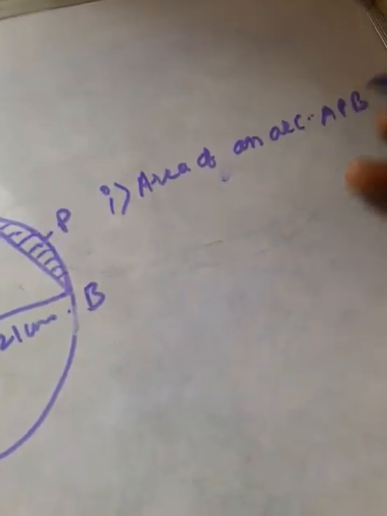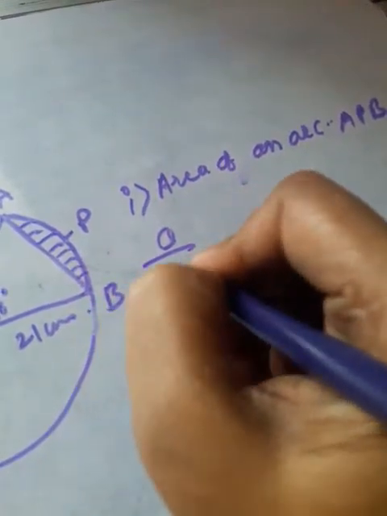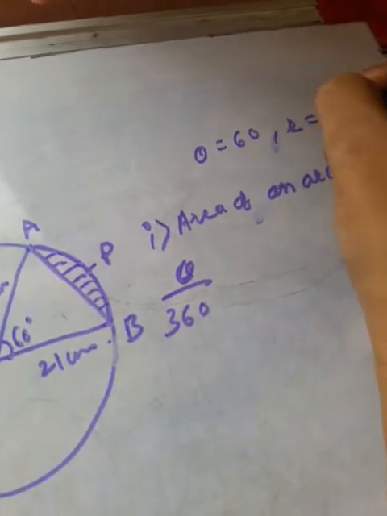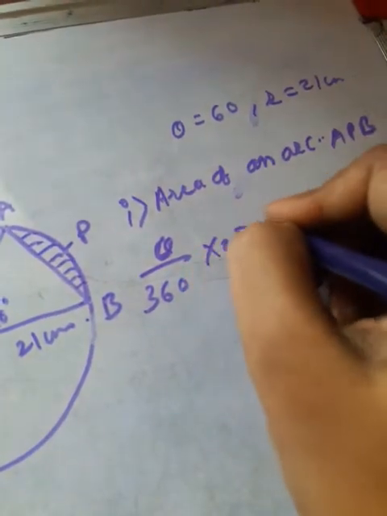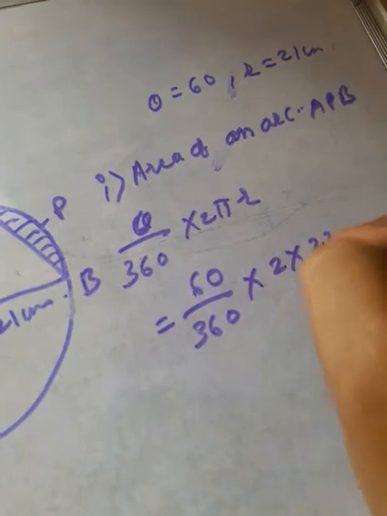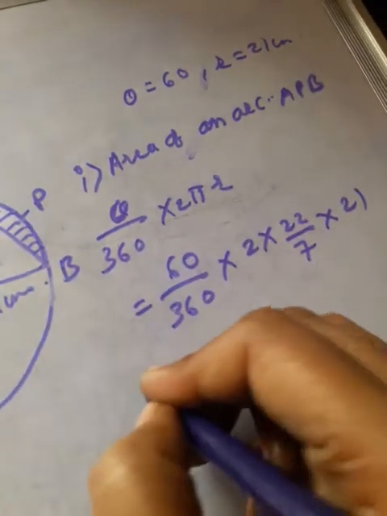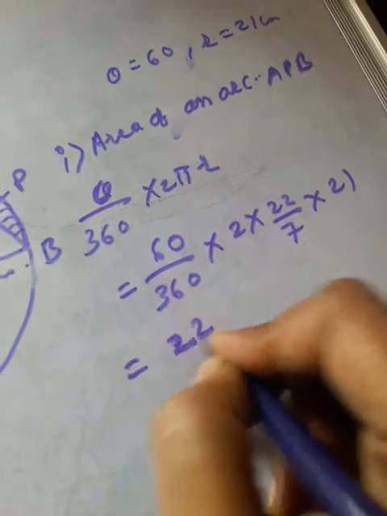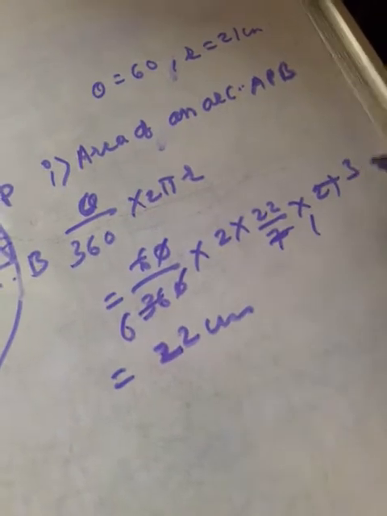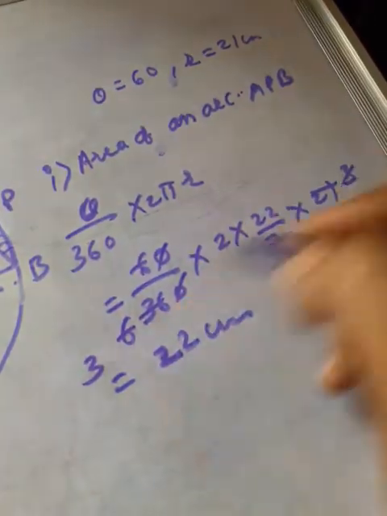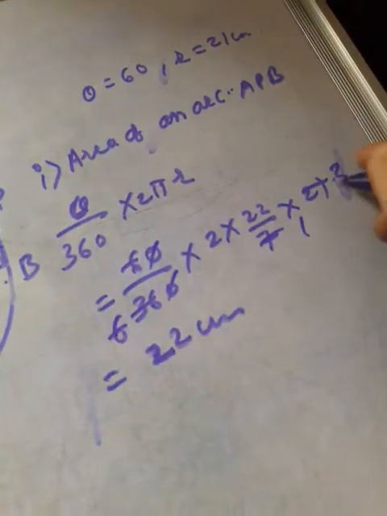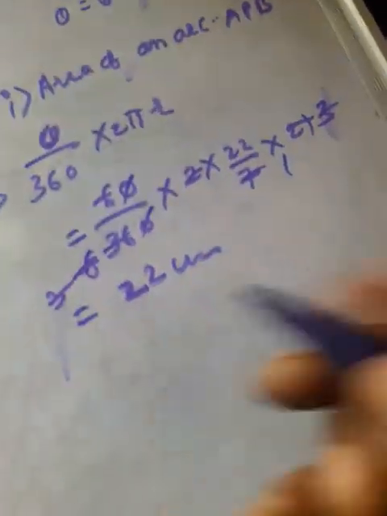APB. So we already know the formula for this: theta by 360, where theta is given as 60 degree and the radius is given as 21 centimeter, into 2 pi r. So now 60 by 360 into 2 into 22 by 7 into 21. After calculation we will get 22 centimeter. Try to calculate it directly: 2 3s are 6, the 3s get cancelled, 22 centimeter, okay.